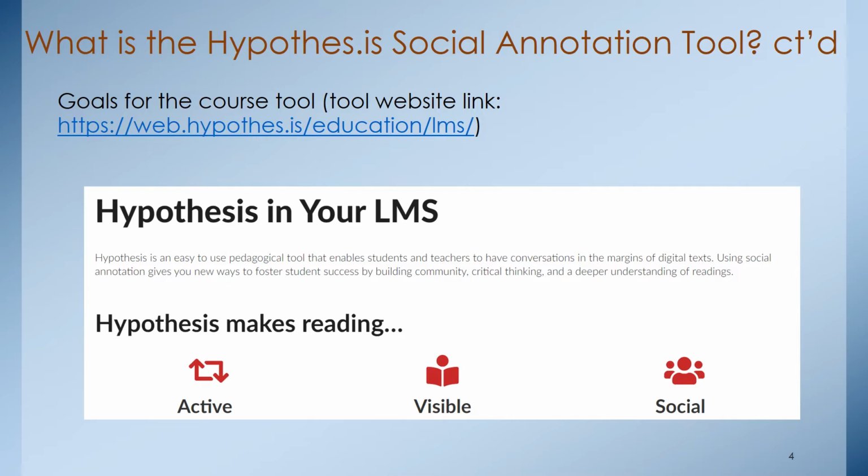I find that at the undergraduate and graduate level, there's always room for improvement in terms of helping students critically read articles. So I like that Hypothesis on their website breaks it down in terms of three basic things. It is a very active process. As we all know, reading can be very passive in nature.